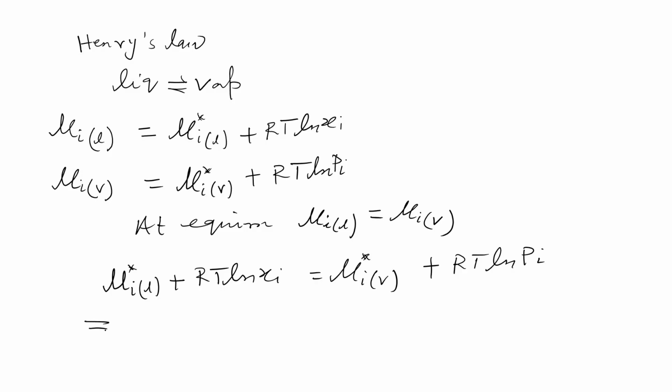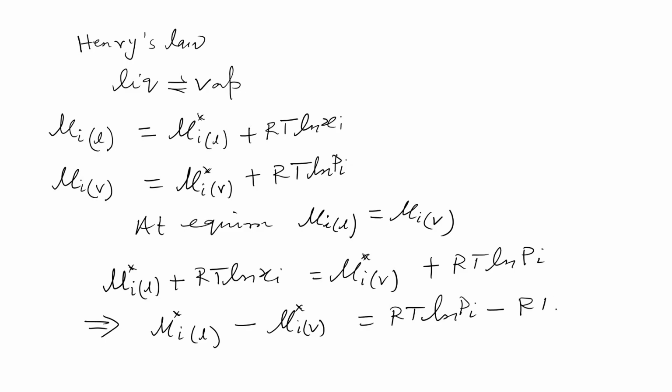So from this equation what can I write? We can write mu I under standard condition of the liquid phase minus, if I bring it here, mu I vapor phase of standard condition is equal to RT ln partial vapor pressure of the ith component minus RT ln xi. We can write it. Okay. So what we can write then?